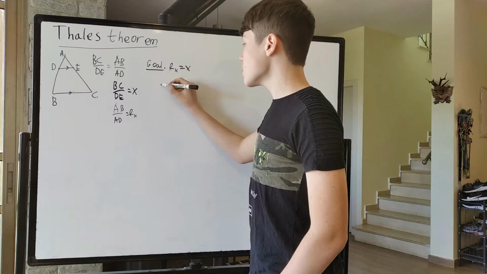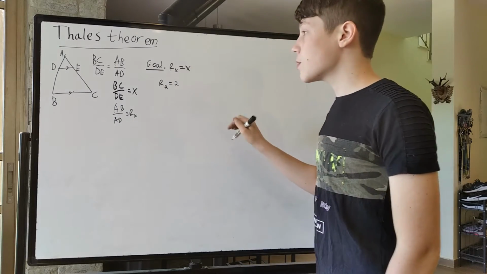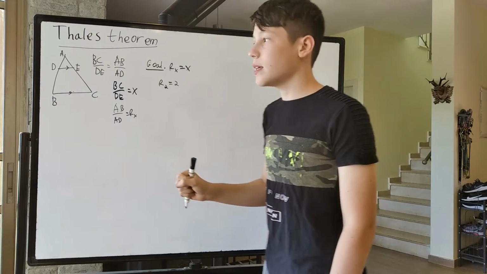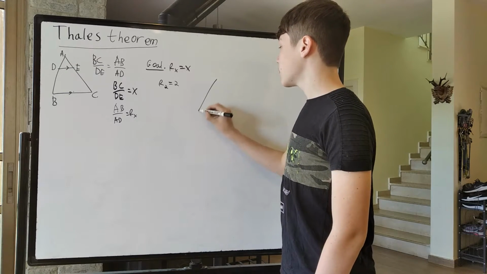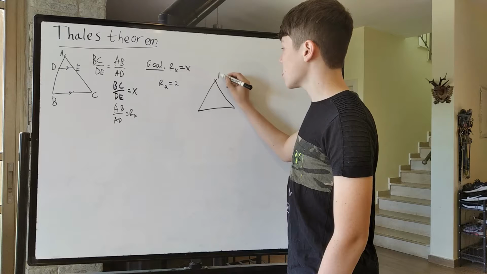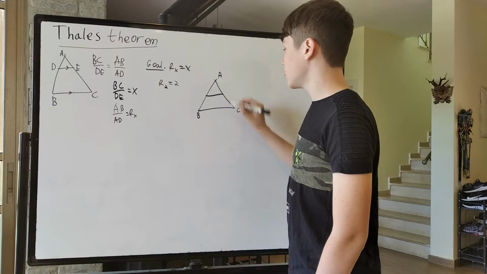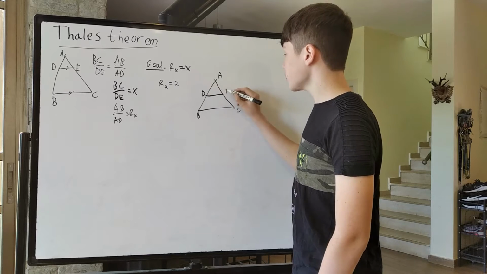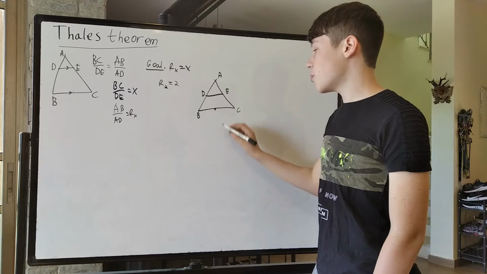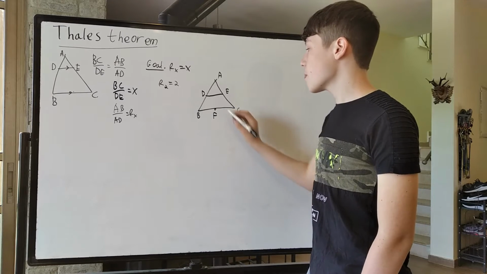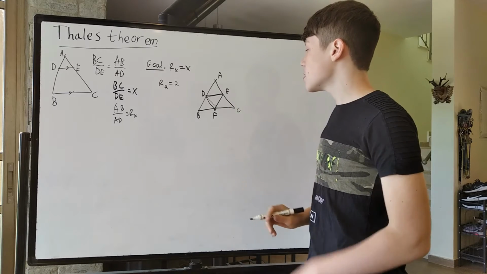So first things first, we'll show R(2) is 2. So if BC is twice the length of DE, we'll show AB is twice the length of AD. So let's draw this. So now, let's pick the midpoint of BC and we'll call it F. And let's look at the lines DF and EF.